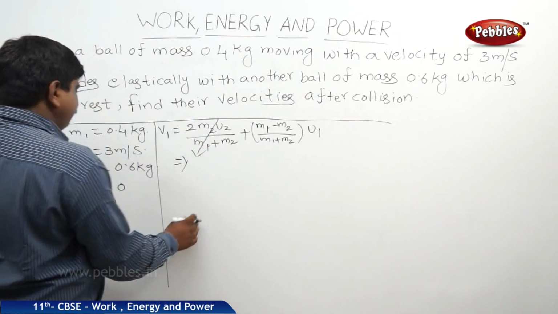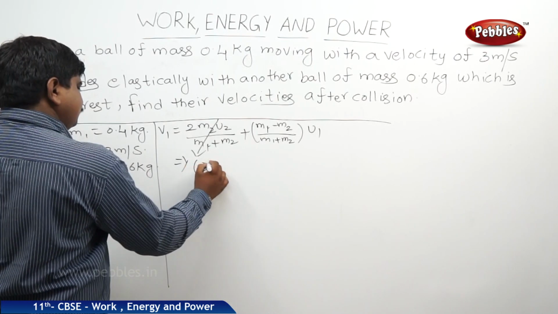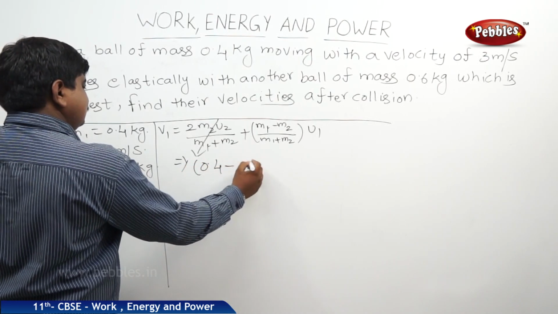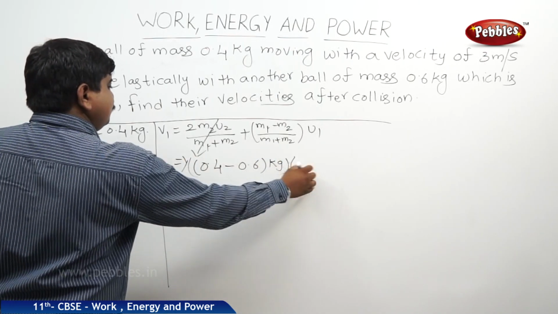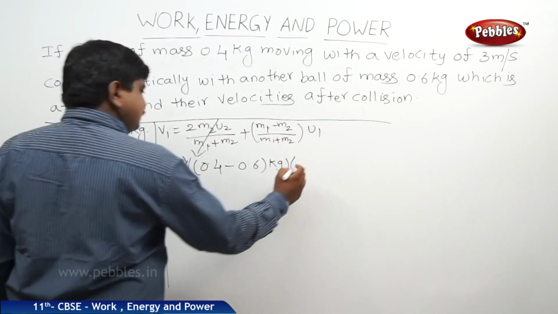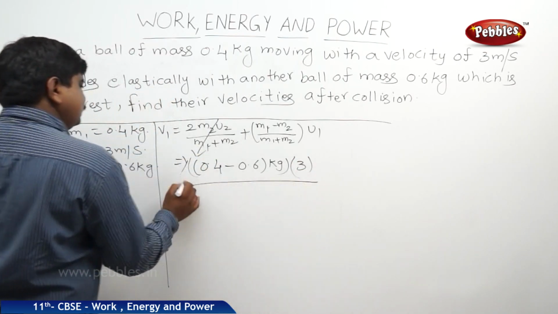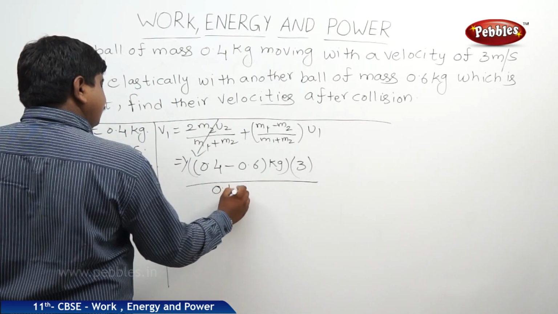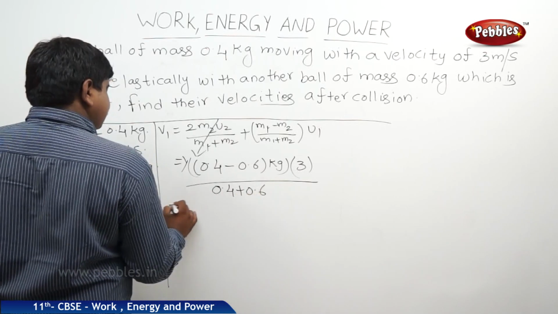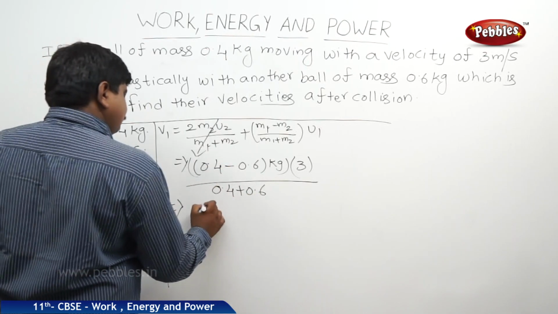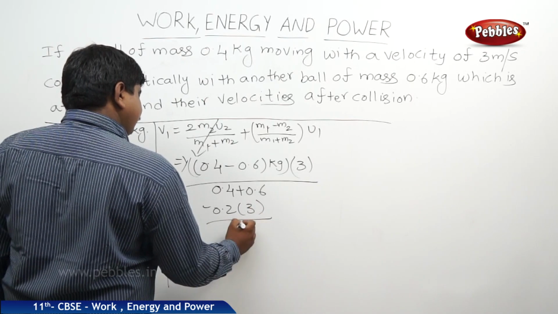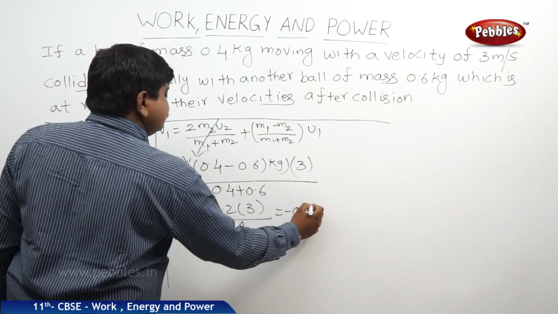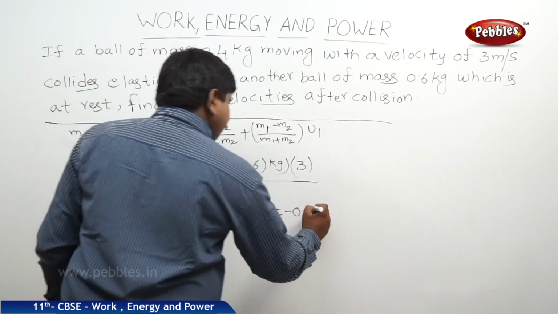So here it is m1 minus m2, that is 0.4 minus 0.6 kg, into u1 which is 3, by m1 plus m2, 0.4 plus 0.6. This is minus 0.2 into 3 by 1. It is minus 0.6 meters per second.